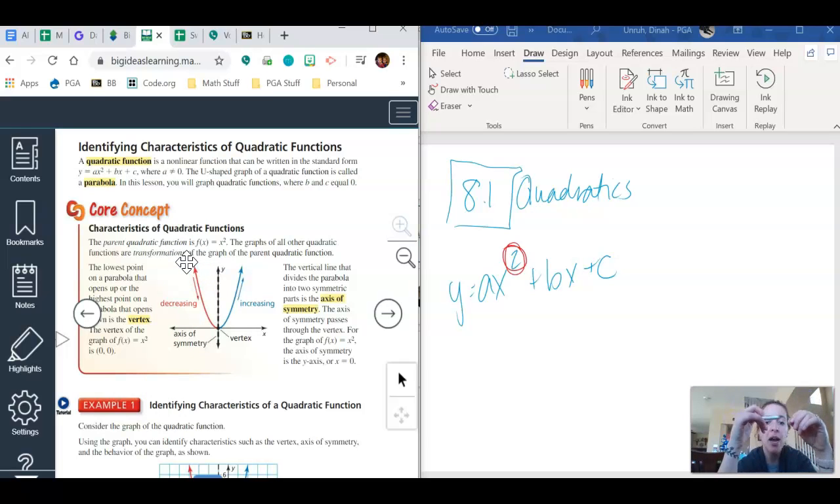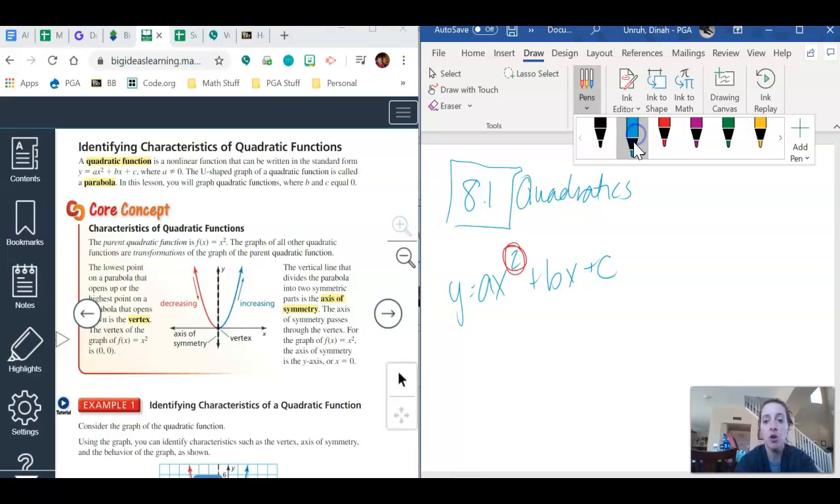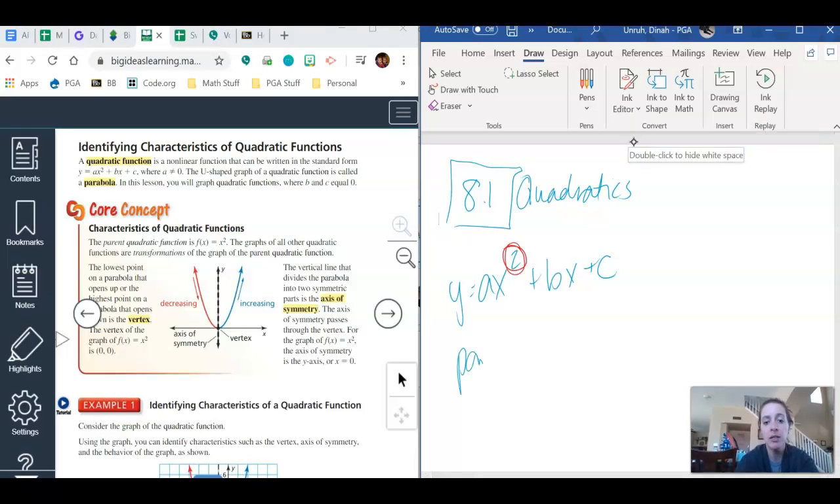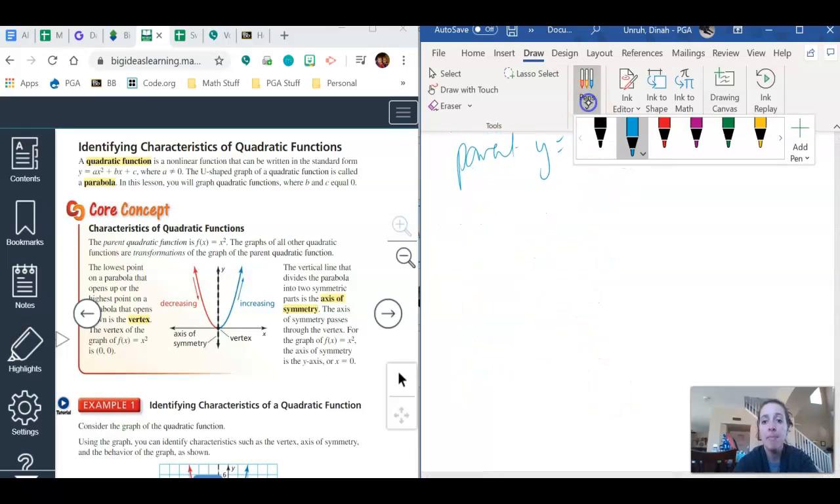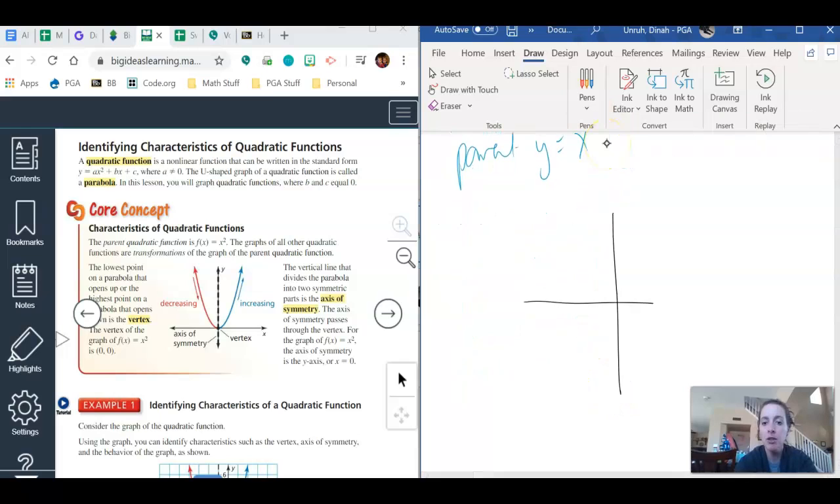Okay, so the parent function, and parent function just means I'm not doing anything to it. You see that that's the most basic piece of the quadratic function. So the parent is y equals x squared. Okay, I'm not doing anything else to this x squared. So let me just draw you a really quick picture that you should also draw in your notes too. I'm going to draw the parent function, which looks something like this.